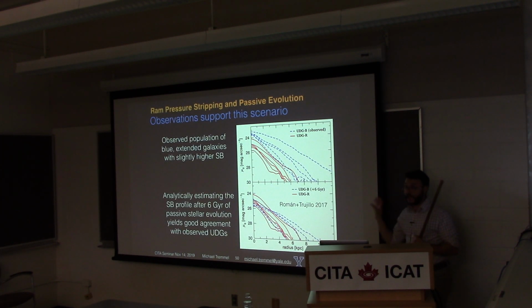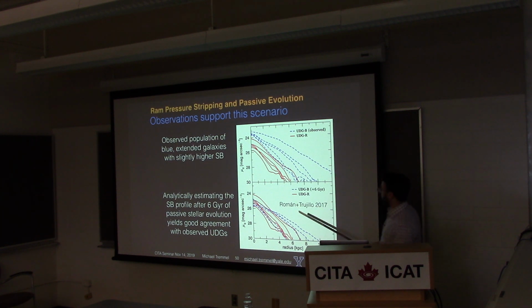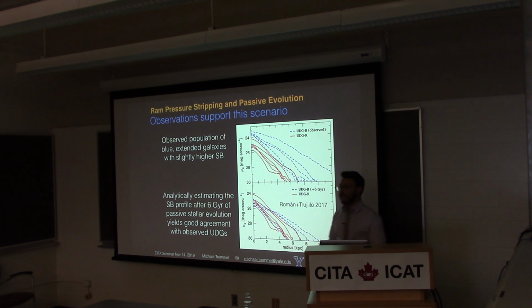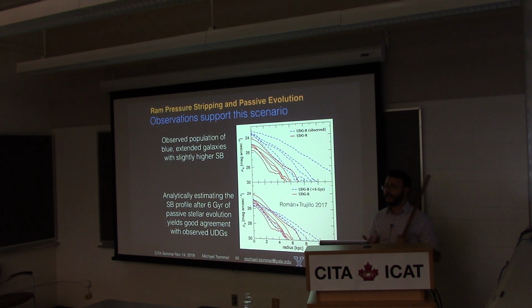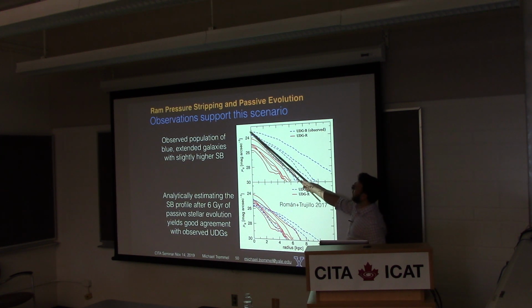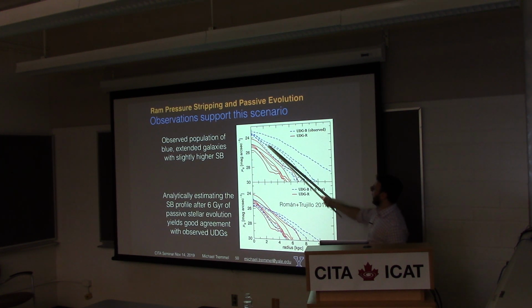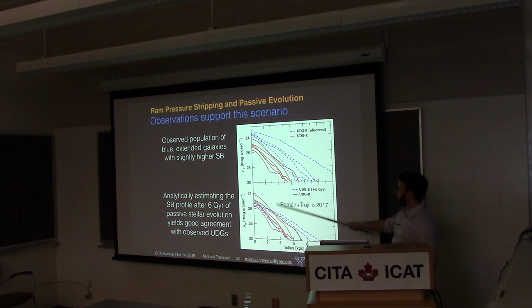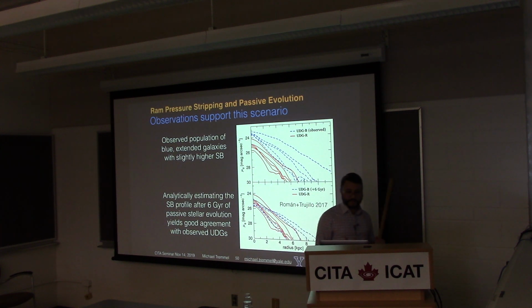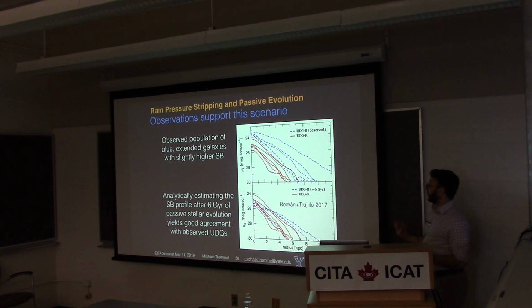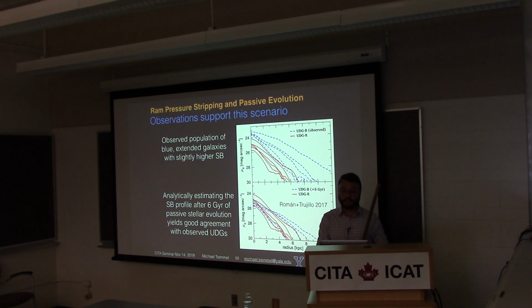And this is something that there's observational evidence of as well. Román and Trujillo in 2017 found this population of red ultra diffuse galaxies and compared them to a population of what they called blue ultra diffuse galaxies, galaxies that were a bit bluer in color and had brighter surface brightnesses than your typical ultra diffuse galaxies. They looked at what would happen if you took these blue galaxies and passively evolved their stellar population for 6 billion years. And lo and behold, you get surface brightness profiles very similar to your red ultra diffuse galaxies. I think there's direct evidence from observations that this passive evolution is important in the formation of ultra diffuse galaxies.